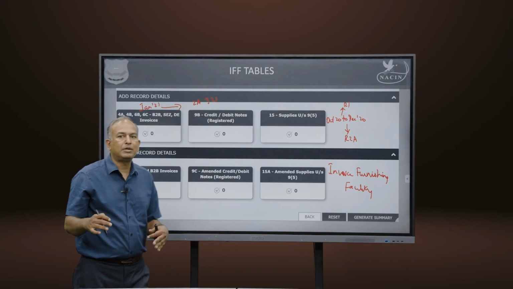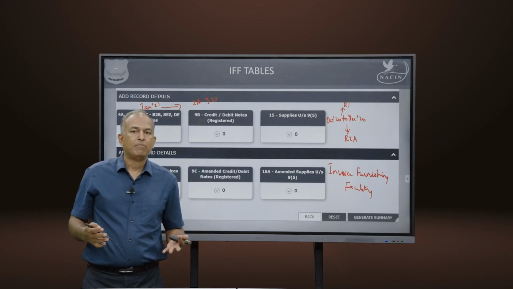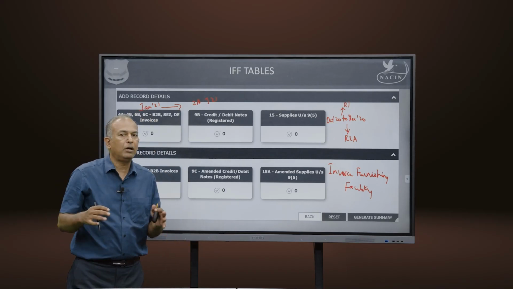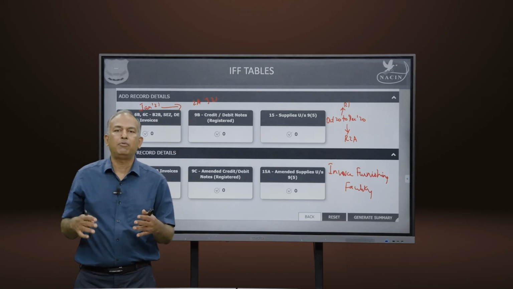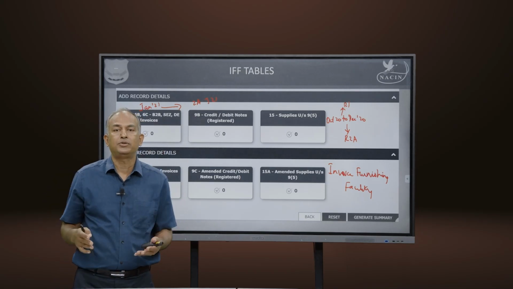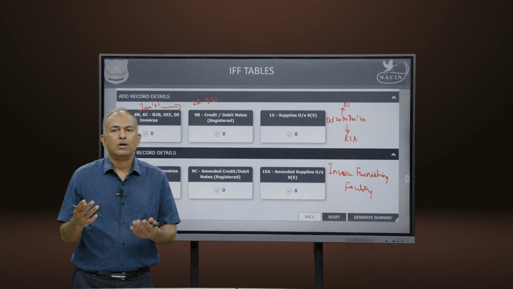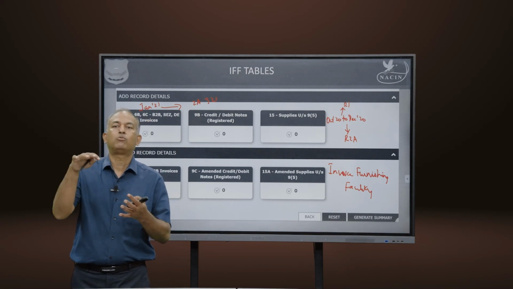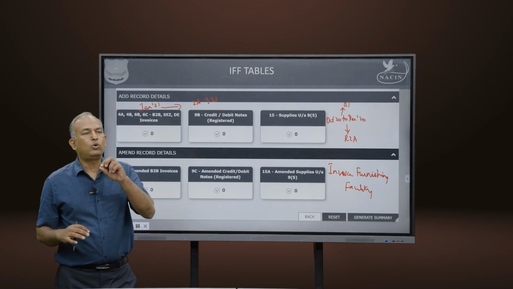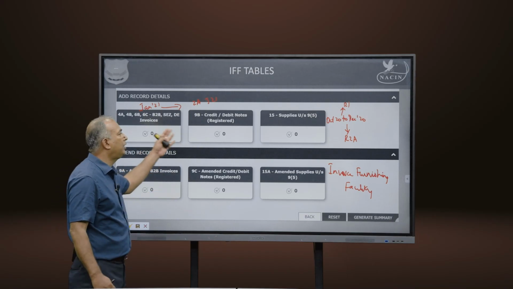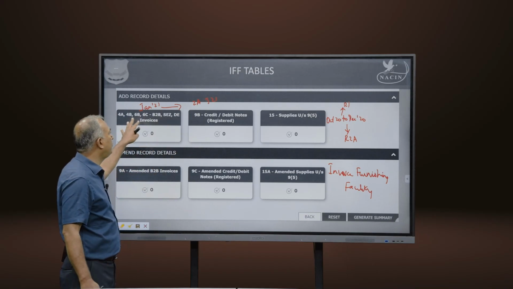So the credit is available immediately. So the invoice furnishing facility, if it were to make available all the tables in GSTR 1, it defeats the purpose of having a quarterly GSTR 1. So only those tables which would impact the input tax credit, which is actually 4A, 4B, 6B, 6C.